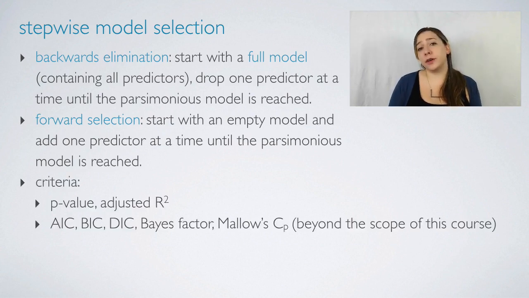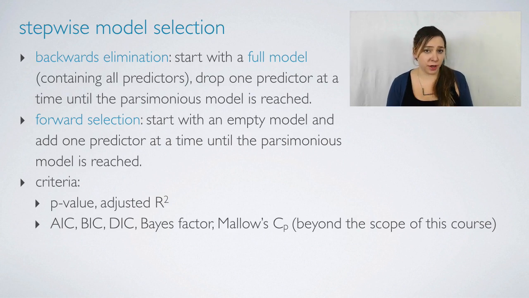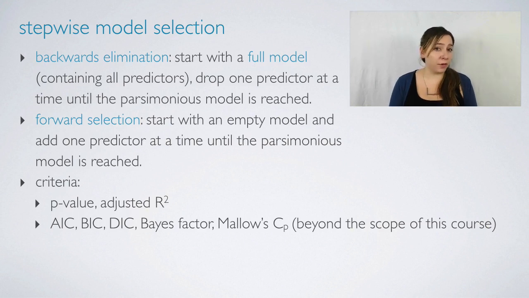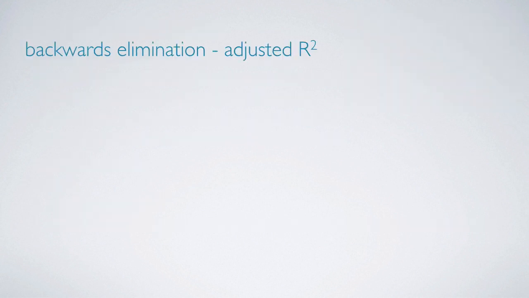There are many criteria for model selection. We're going to be focusing on p-values and adjusted R-squareds. However, other model selection criteria that you might hear of are AIC, that's the Akaike information criterion, BIC, Bayesian information criterion, DIC, deviance information criterion, Bayes factor, or Mallow's Cp. There are many others that you can stumble upon as well, but these tend to be the most commonly used ones. The latter ones that we listed are beyond the scope of this course though.